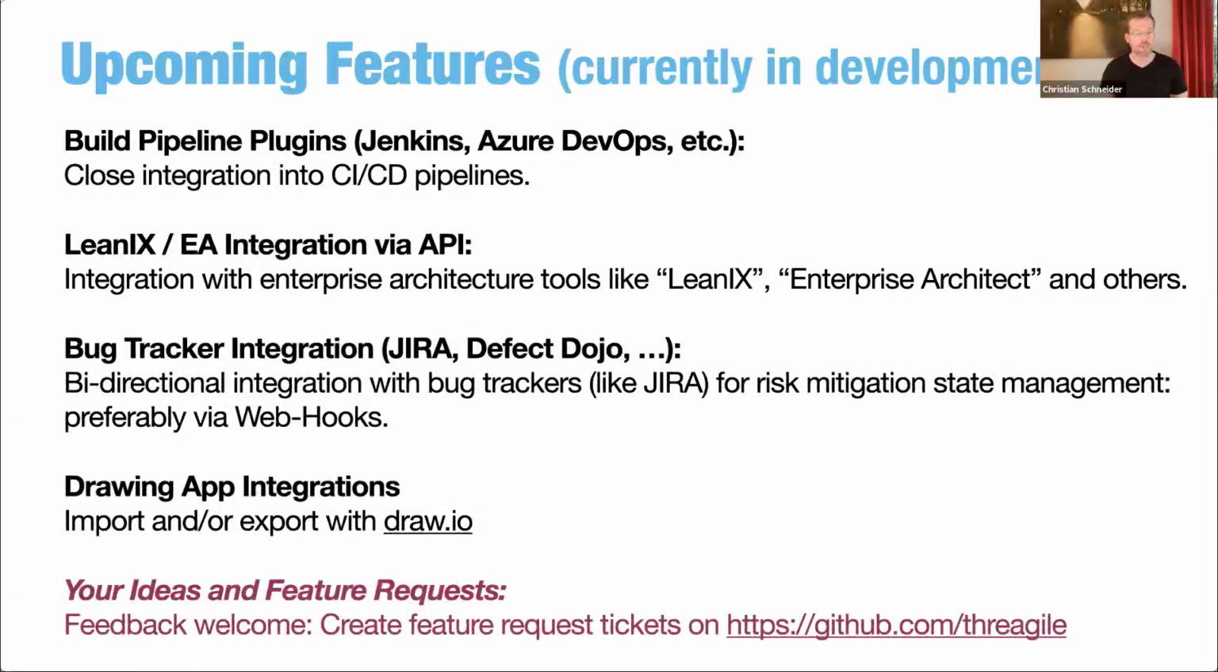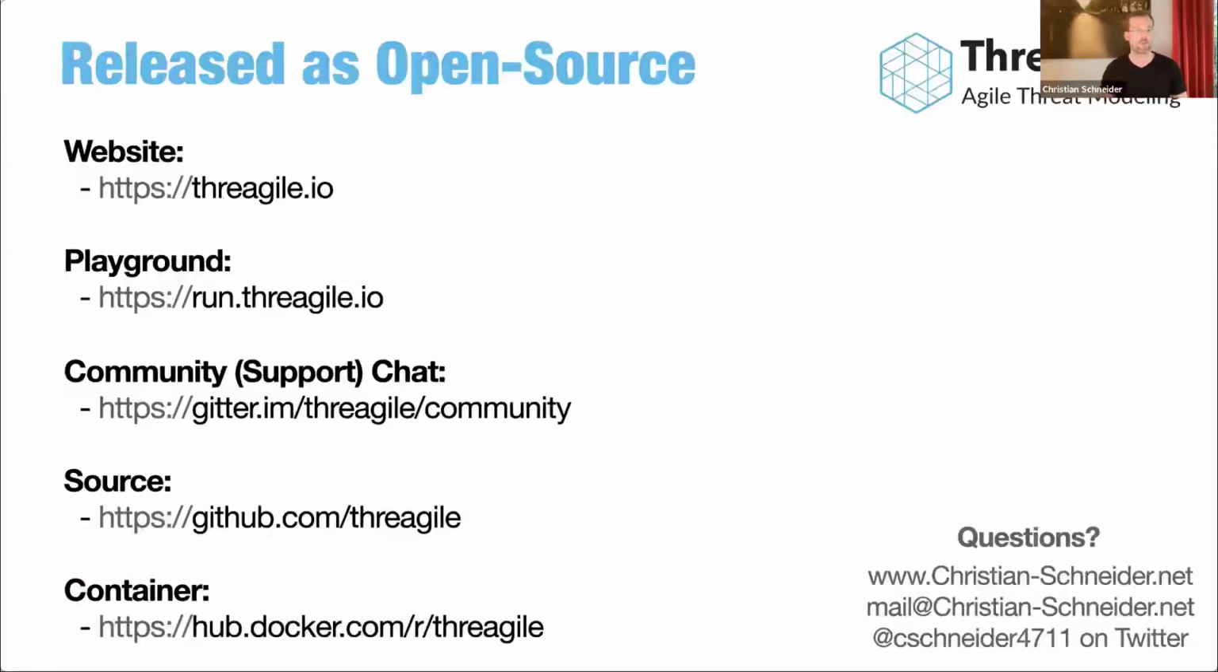Good. Also, your ideas and feature requests are very welcome. So feel free to file them on the GitHub repo. Here you've got the website on Threagile.io, or you can have the playground on Run Threagile.io, where you can basically see the Docker container that you can just download running there as well. So you can play with that. We do have a chat, GitHub community chat, and the source code, as said, sitting on GitHub, MIT license, very permissive open source license, and the container ready to run also sits on Docker Hub.